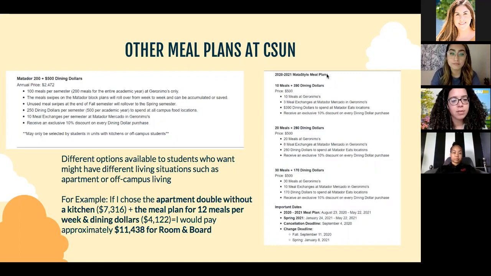And then, so we just put in an example. Let's say I decided I want to do an apartment double without a kitchen, so that'd be $7,316. And then a meal plan for 12 meals per week plus the dining dollars, that was another $4,122. So I end up paying about $11,000 for room and board. So that's something I can think about. You guys can meet with your ETS advisor, put that into the financial aid sheet, and consider what costs you would have for room and board.